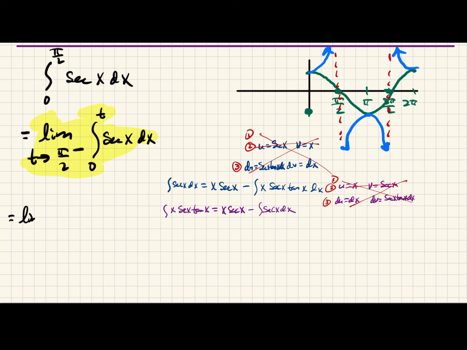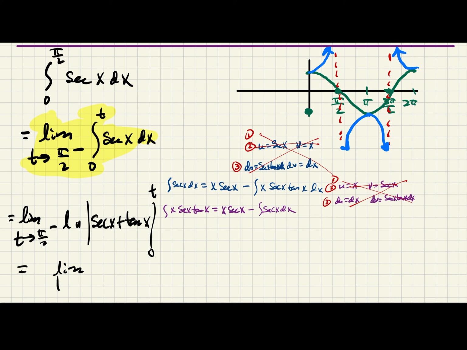This will be the limit as t goes to pi over 2 from the left. And this was a natural log, right? Or from the, I think I said right. I meant to say left, didn't I? Okay, so we have evaluated from 0 to t.